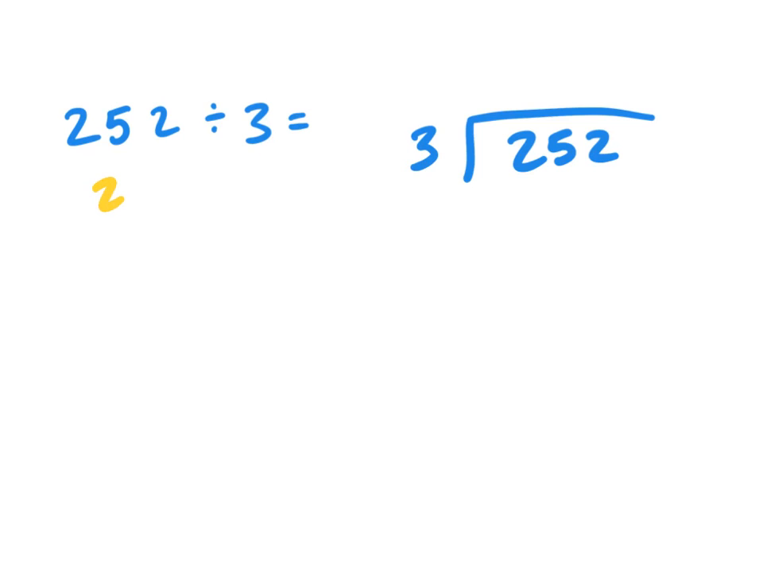Okay, if I were estimating, I would probably think 240 divided by 3, because I know that 24 divided by 3 is 8, plus the extra 0 is 80, so I'm guessing somewhere in the 80 range. Now to actually solve, I asked myself, how many times does 3 go into 2? And that is 0 times.